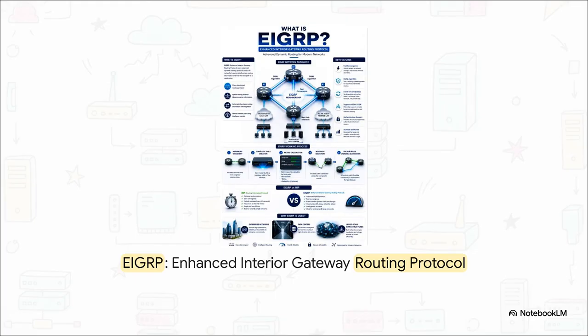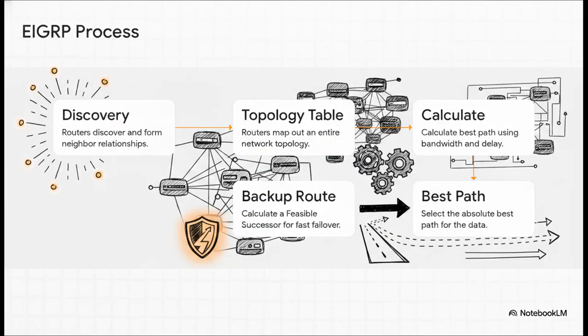At the absolute heart of EIGRP is a little something called the DUAL algorithm. That's the Diffusing Update Algorithm. It's exactly what gives EIGRP its power. DUAL ensures loop-free, completely reliable routing from end to end. It allows the network to dynamically adapt to changes, finding alternate paths almost instantly, and ensuring that your end users experience minimal downtime. The way this actually works under the hood is just brilliant.